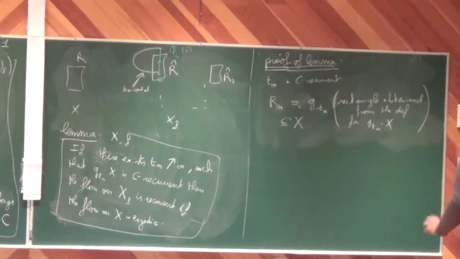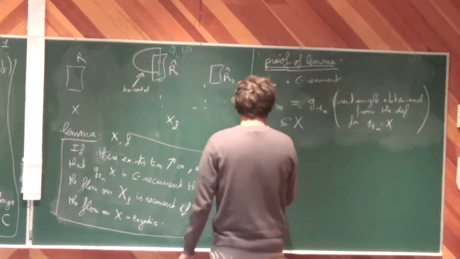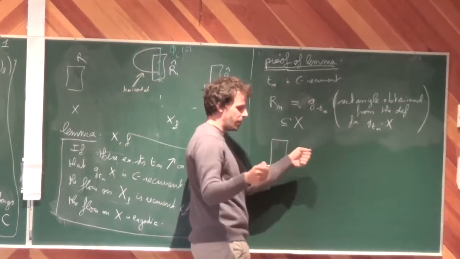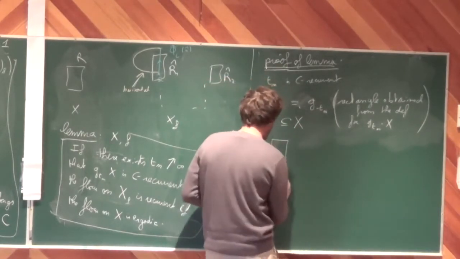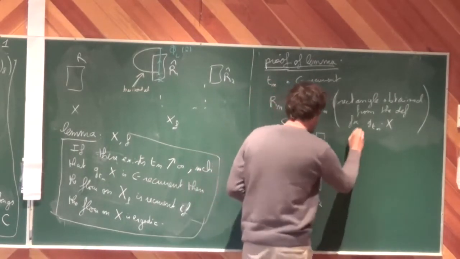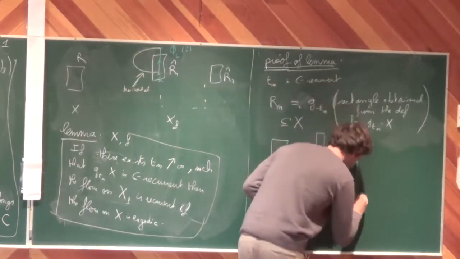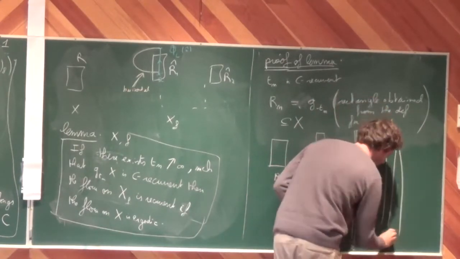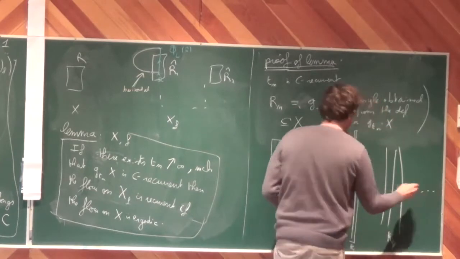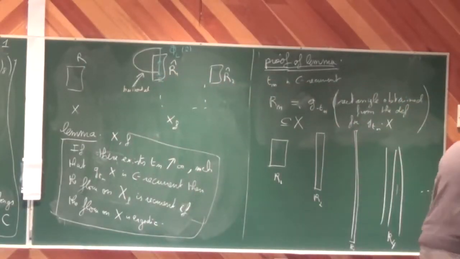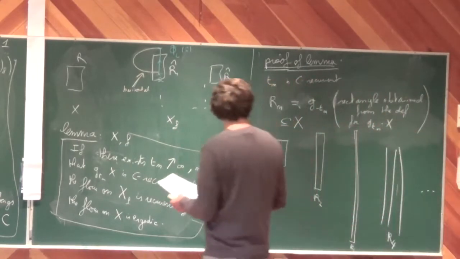And now, if you look at what they look like inside X, the Teichmüller flow compressed vertical and expanded horizontal. So if you look inside X, they look like something like that. So this is R2, and this is R3, and this is R4, etc. You have a sequence of more and more stretching rectangles.